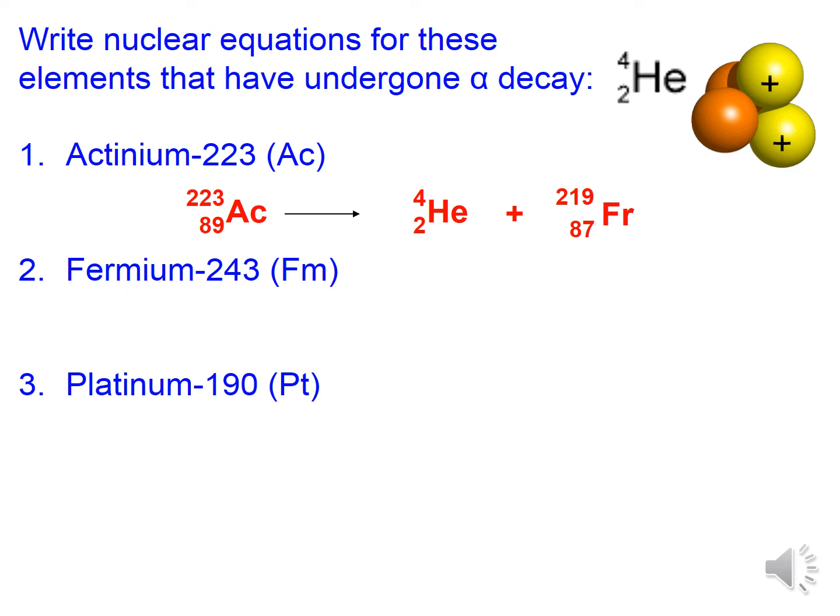Okay, and if we write that one down, we say, right, actinium is going to go down by 2 because we've got 2 protons going out with a helium nucleus, and the mass number is going to decrease by 4. So we simply go 89 to 87, 223 to 219. Look it up on the periodic table, what's got an atomic number of 87, and it's francium. Okay, so pause the video, have a go at the next 2.